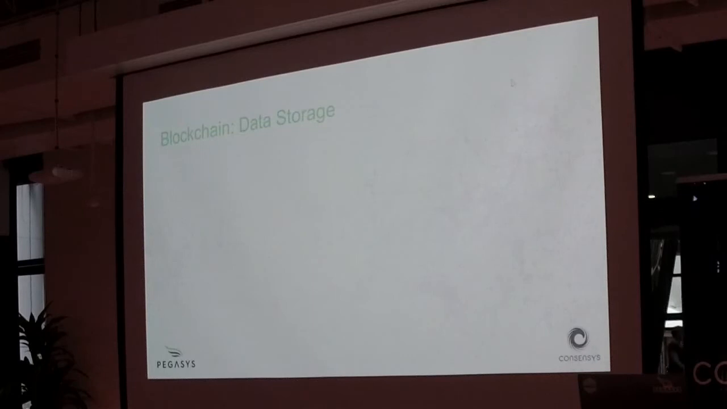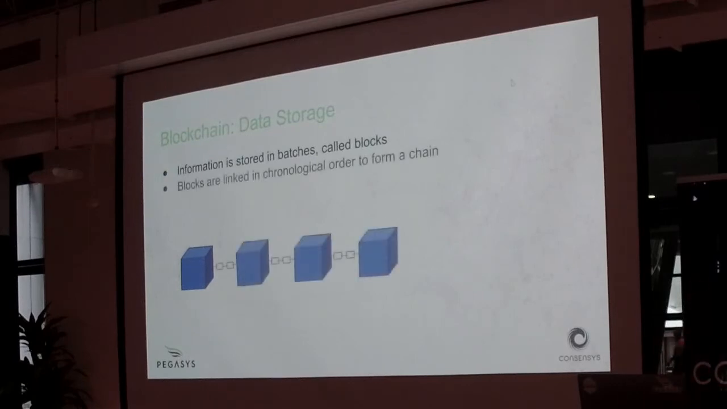And the first way is the way that the data is stored. So, as this gentleman rightly pointed out, information is stored in batches, which we call blocks. Those blocks are then linked in chronological order to form a chain, hence the term blockchain, or as my wife calls it, chain block.